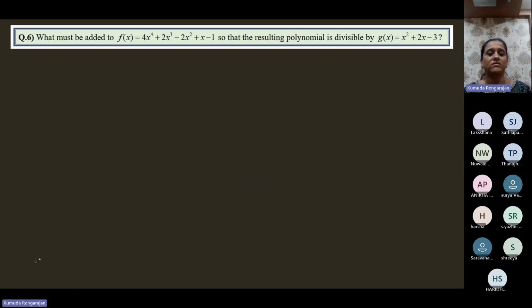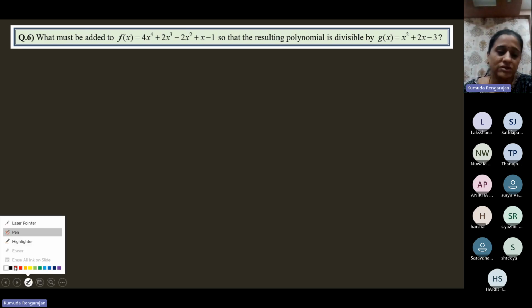Apply the same thing here. Perform the long division. If the question is what is to be subtracted, whatever is the remainder you get is to be subtracted. What is the expression to be added? The negative of the remainder should be added. What is to be subtracted? Whatever is the remainder must be subtracted. What is to be added? The negative of the remainder is to be added.